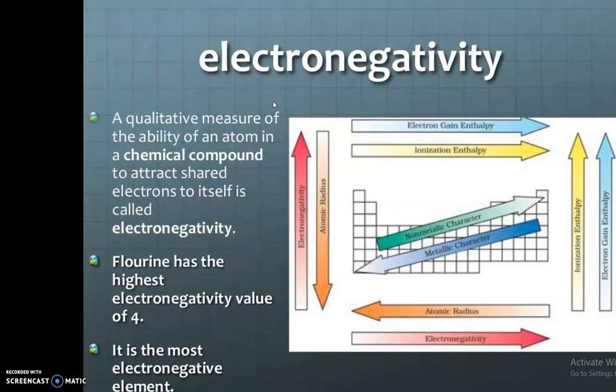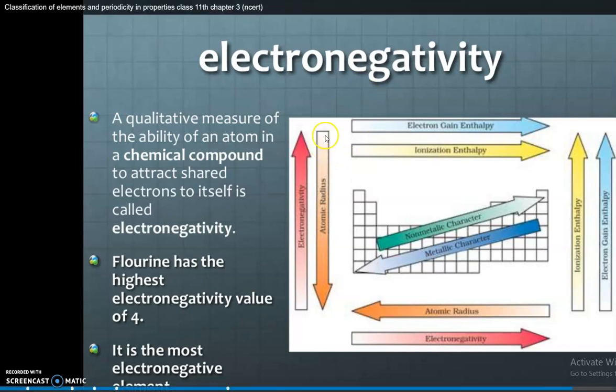Next one is electronegativity. It is the ability of an atom to attract the shared pair of electrons. Fluorine has the highest electronegativity value of 4. Here we can see the other general trends. We know in a group atomic radius increases. In a period atomic radius decreases. Electronegativity decreases down a group, and in a period it is increasing. All trends generally we can see here.